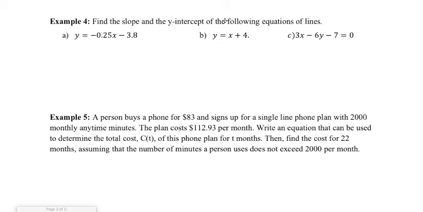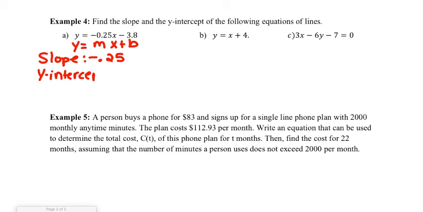Finding the slope and the y-intercept of the following equations. All right, this one is in slope-intercept form, y equals mx plus b. So our slope is just going to be the number in front of x, negative 0.25. Our y-intercept is that b value, or that number that is not touching x. So I'm going to write this as an ordered pair: 0, negative 3.8.